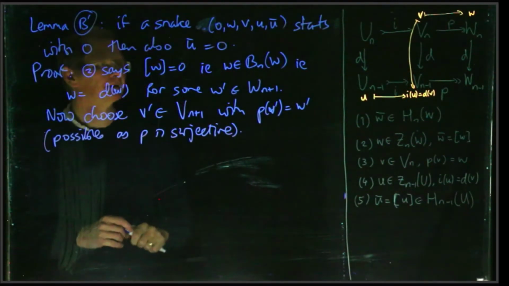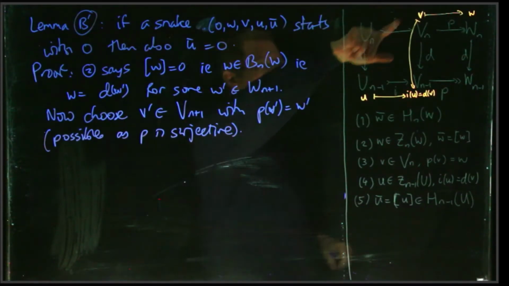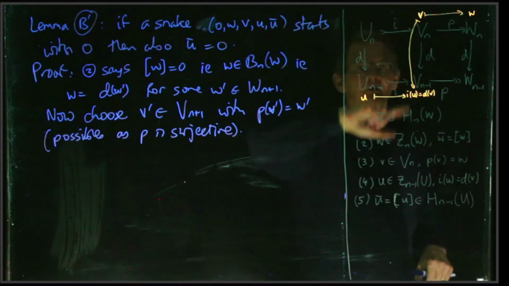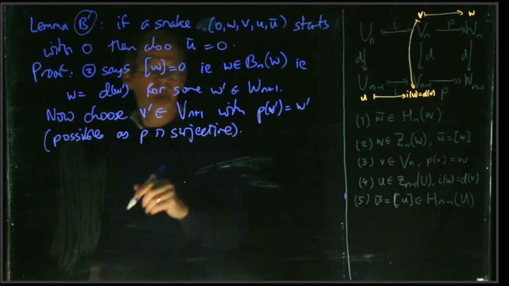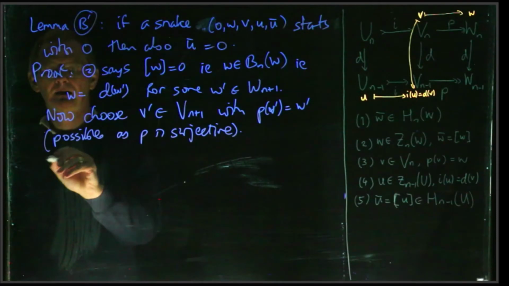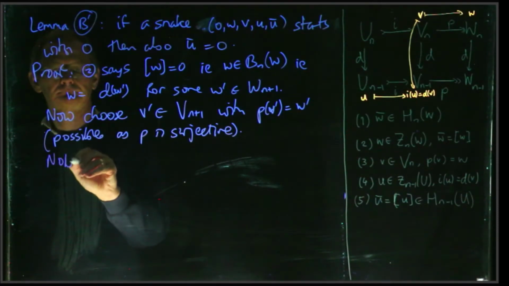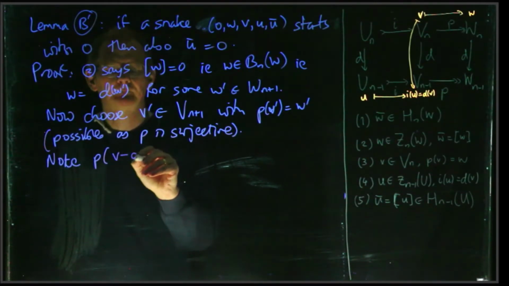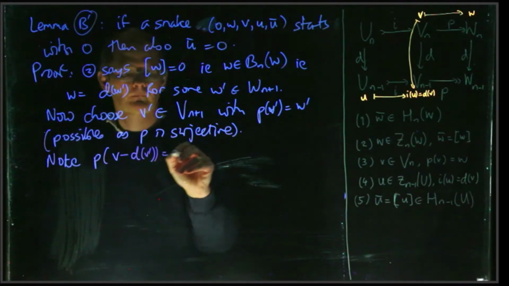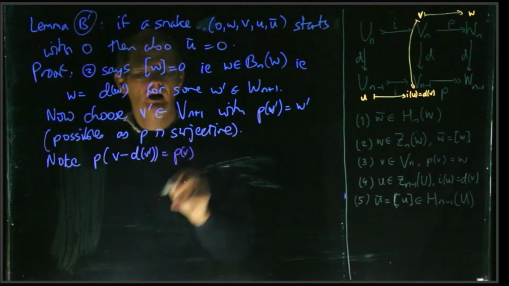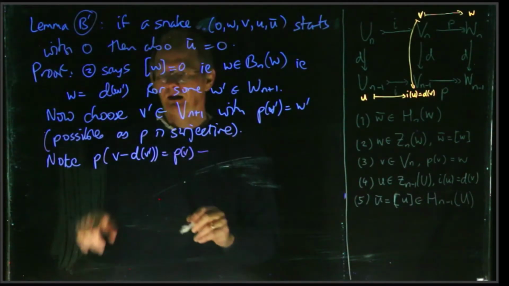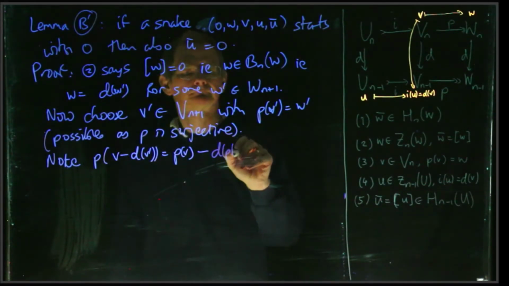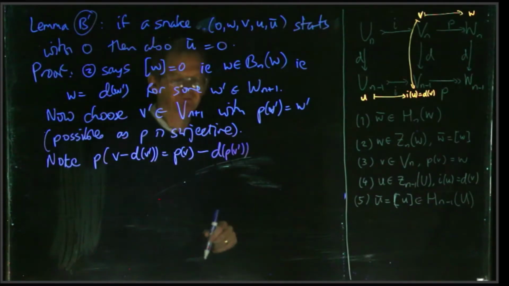So we've got this V here, and then we've got a V prime above it, and so you might ask whether V is the same as dV prime. So let's consider at least a difference between them. We look at P of V minus dV prime. That's PV minus PdV prime, but that's the same as dPV prime, because P is a chain map.